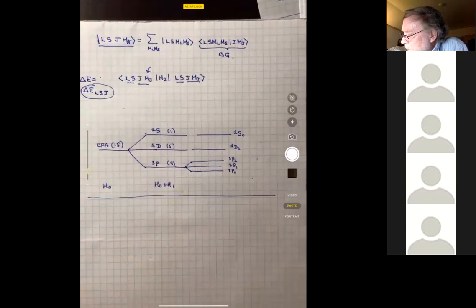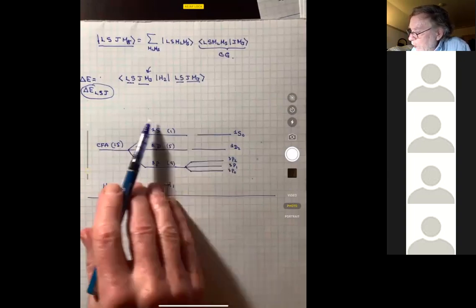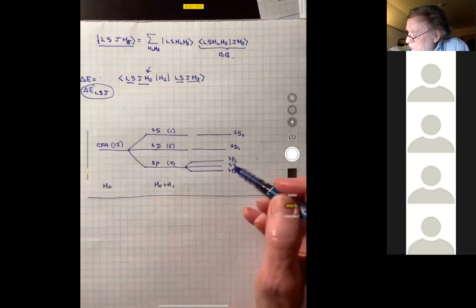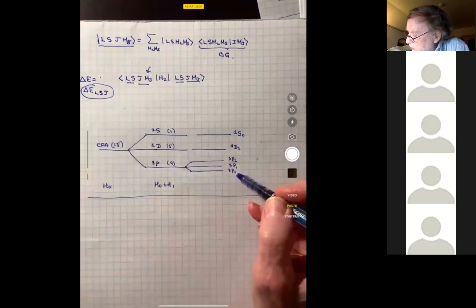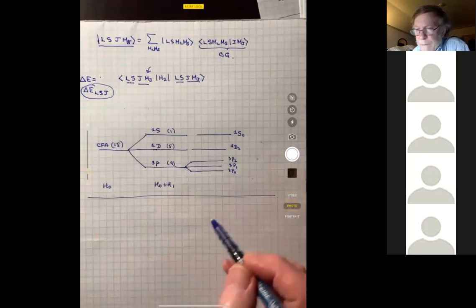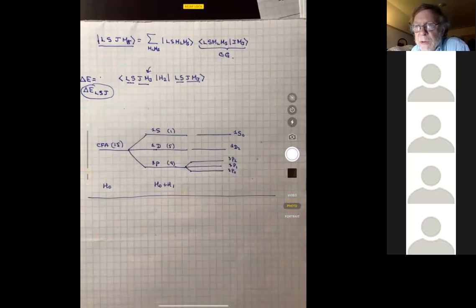There's another part to Hund's rule number 3, which says that if the subshell is more than half filled, as for example in the case of oxygen, then it's the maximum J that has the minimum energy. So the oxygen diagram would look the same as the carbon diagram, except these J values would be reversed. The ground state is a triplet P, J equals 2, triplet P2 state, like that. And that's Hund's rule number 2, Hund's rule number 3.